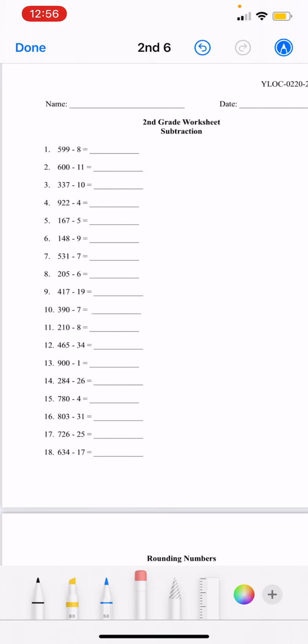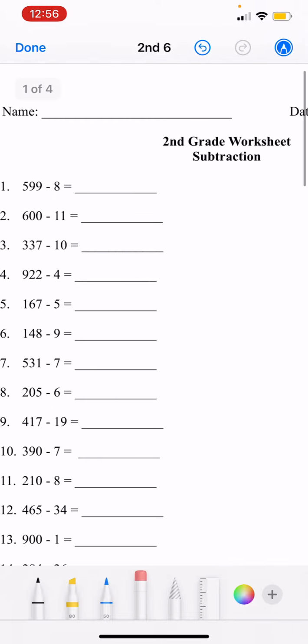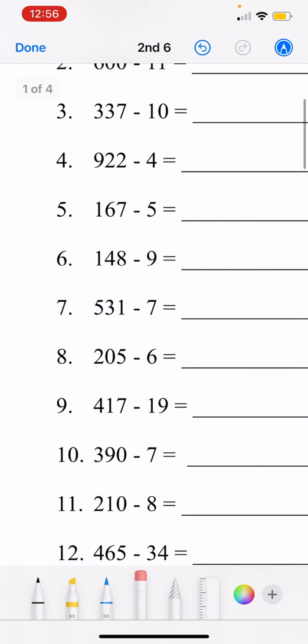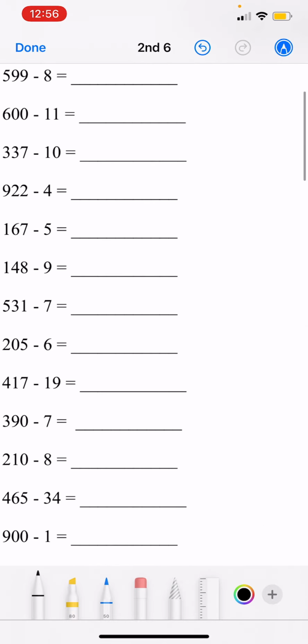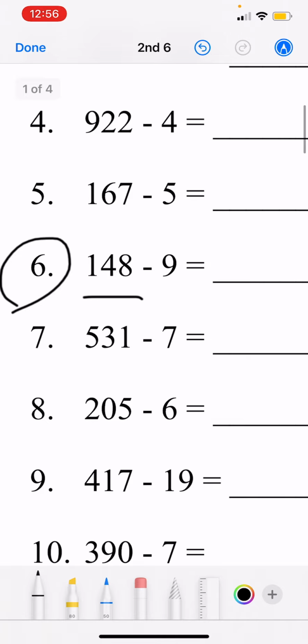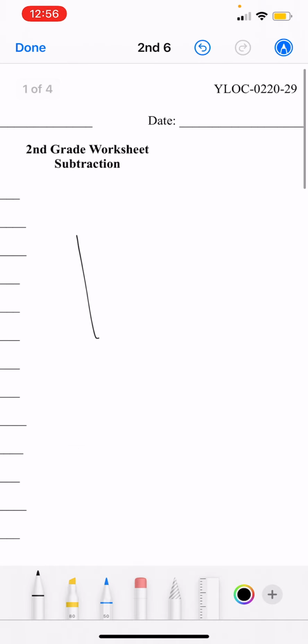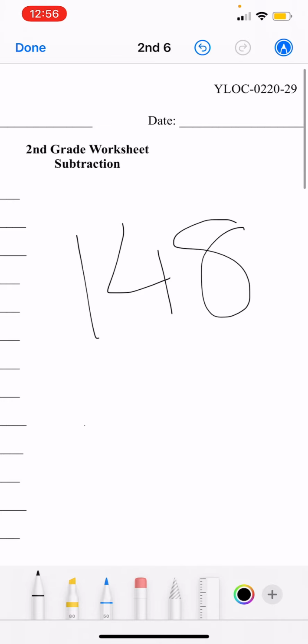This is grade 2, lesson 29. So today we are going to learn subtraction. Let's take a look at number 6. So number 6 we have 148 minus 9. Alright, let's solve it. So 148 minus 9.